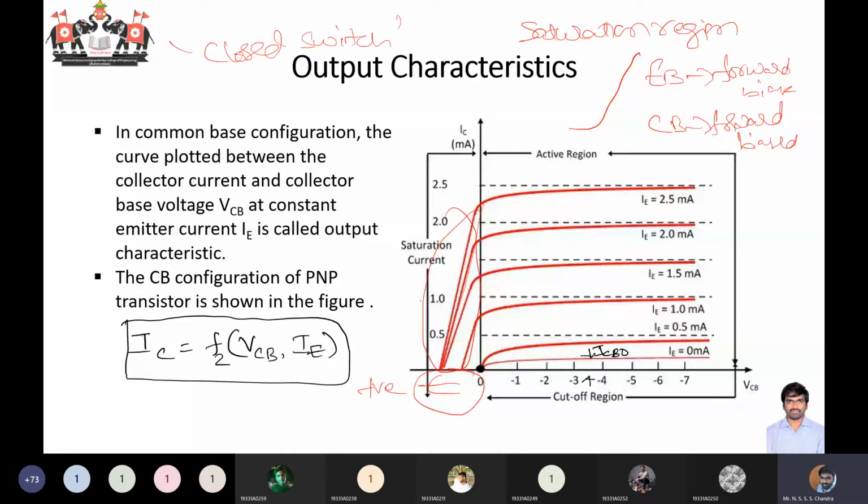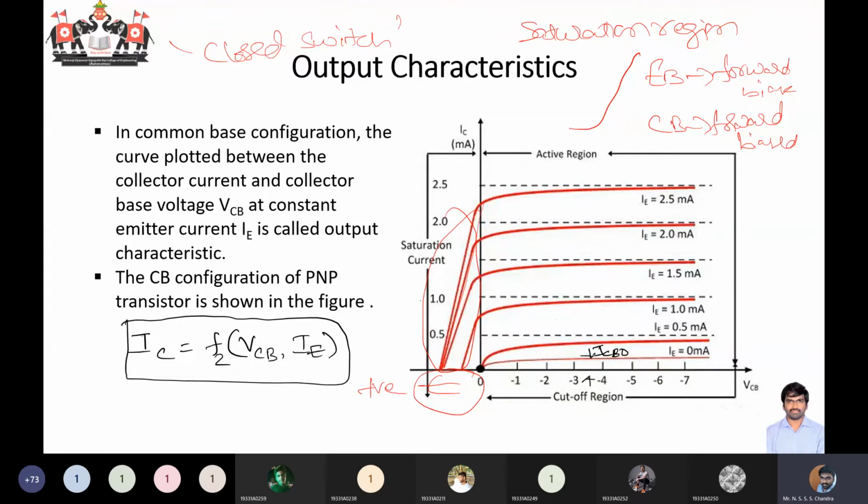Okay. So if you compare these applications: whenever your transistor is in cutoff region, it acts like an open switch. Whenever your transistor is in active region, it acts like an amplifier. Whenever your transistor is in saturation region, it acts like a closed switch. Based upon your application, you're going to use the transistor in a particular operating region. So if you want to employ the transistor as an open circuit or open switch, then you'll be using it in cutoff region.